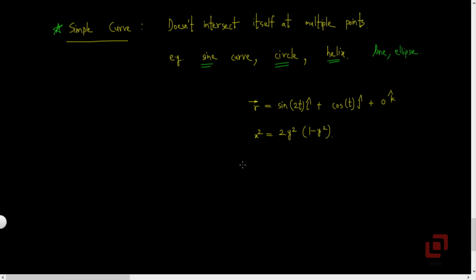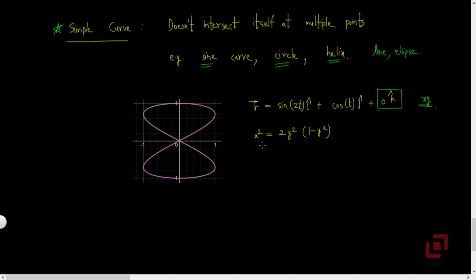Let us now see an example of a curve which is not simple. Its Cartesian equation is x squared equal to 2y squared into 1 minus y squared, and whose parametric representation is r bar equal to sine 2t i cap plus cos t j cap plus 0 k cap. Third component being 0, our curve is going to be in the xy plane. If you trace this curve, then you will get the following shape, which you can see in the figure.